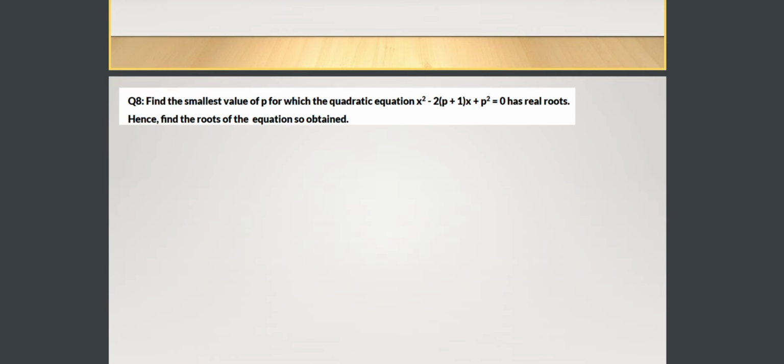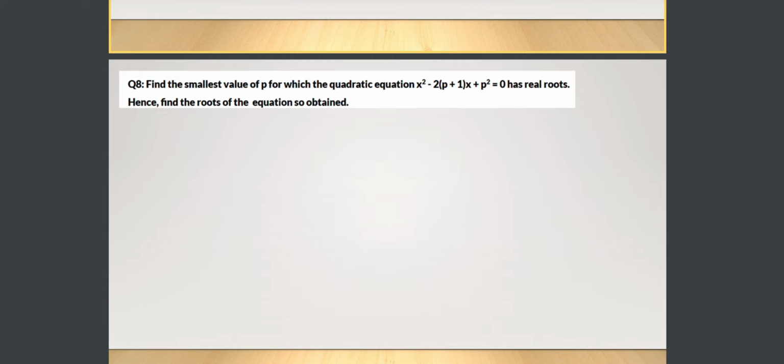Pause this video and read this question. You have to find the smallest value of p for which the quadratic equation x square minus 2 into (p plus 1) into x plus p square equals 0 has real roots. So what do you know when any quadratic equation has real roots? That is, discriminant should be greater than or equal to 0, right? So the formula of discriminant equals b square minus 4ac. So what is the value of b?